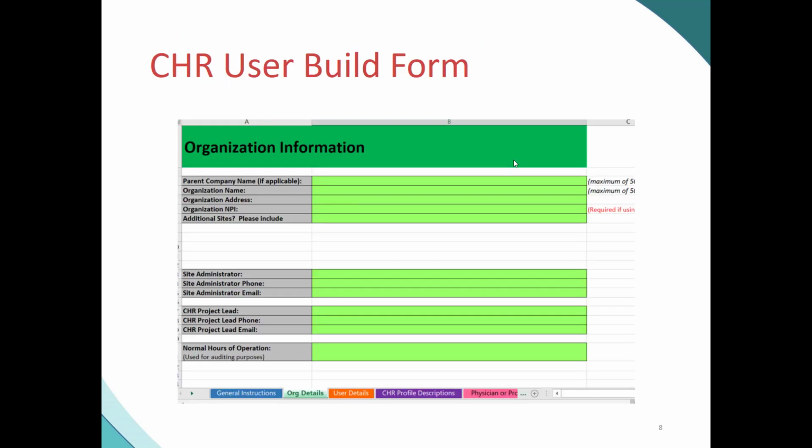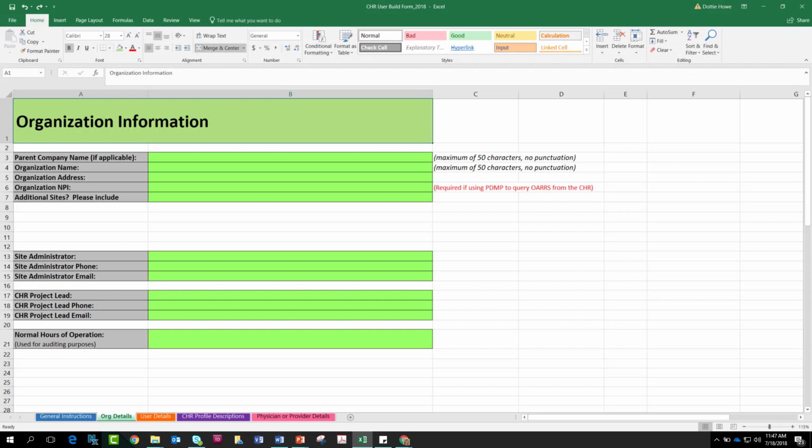Now on to the CHR build form. So I'm going to go ahead and pull up the form here for us to view. The purpose of this form is for us to collect information about your organization so we can build your organization within the community health record. So therefore your staff will be able to have query access into the portal.